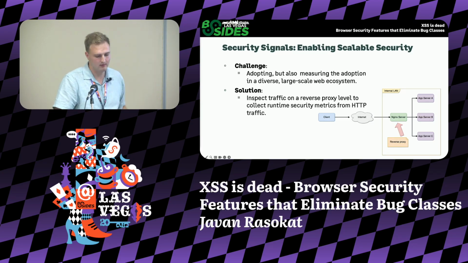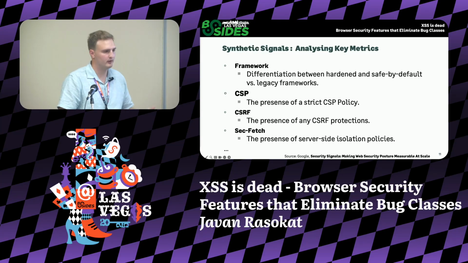So it's like a proxy level, and they use some synthetic signals. That's what they call it. So it's about making it measurable. Actually, they check on each service. They check, for example, is there a Content Security Policy? Is there CSRF protection? They check, are the Sec-Fetch-Metadata headers present? And I will talk about those and explain how they work a little bit later.